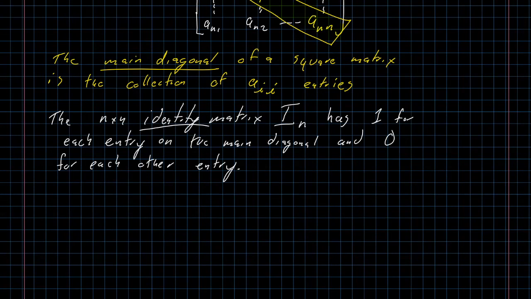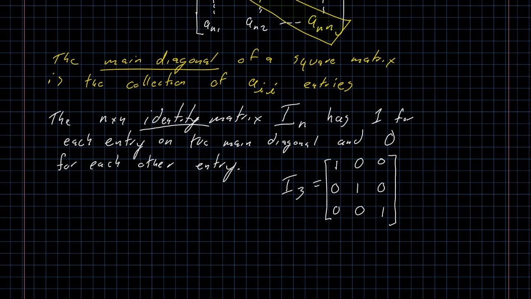And there are some really nifty properties of the identity matrix that we'll be talking about in just a few moments. But as a simple example, I3 is going to be the matrix, again, 1s on the main diagonal and 0s everywhere else. 1 0 0, 0 1 0, 0 0 1 is the I3 identity matrix.